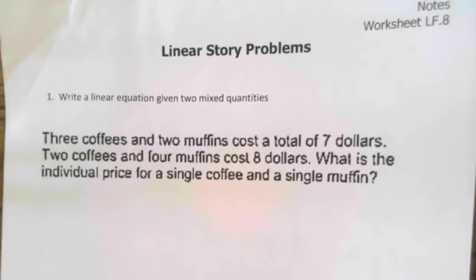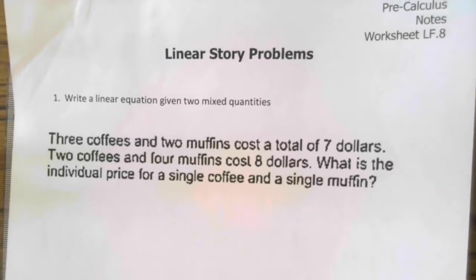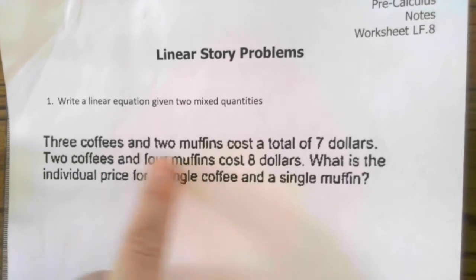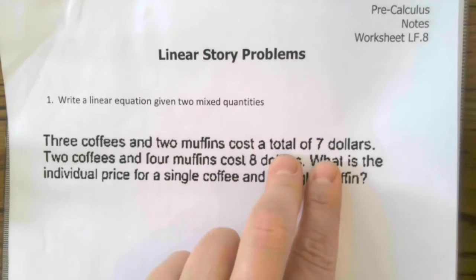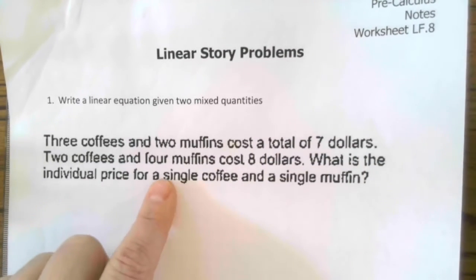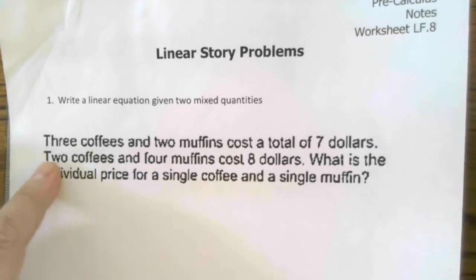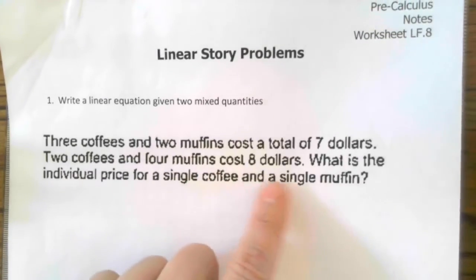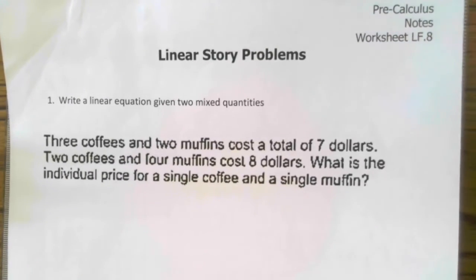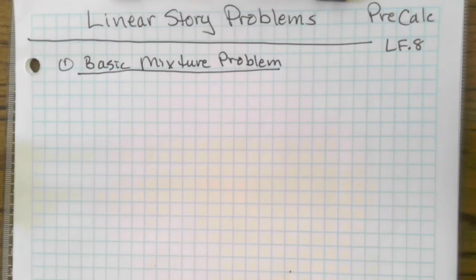3 coffees and 2 muffins cost a total of $7. Notice that coffees and muffins are mixed and you're given a total. 2 coffees and 4 muffins, so different amounts. 2 coffees and 4 muffins cost $8. What is the individual price for a single coffee and a single muffin?